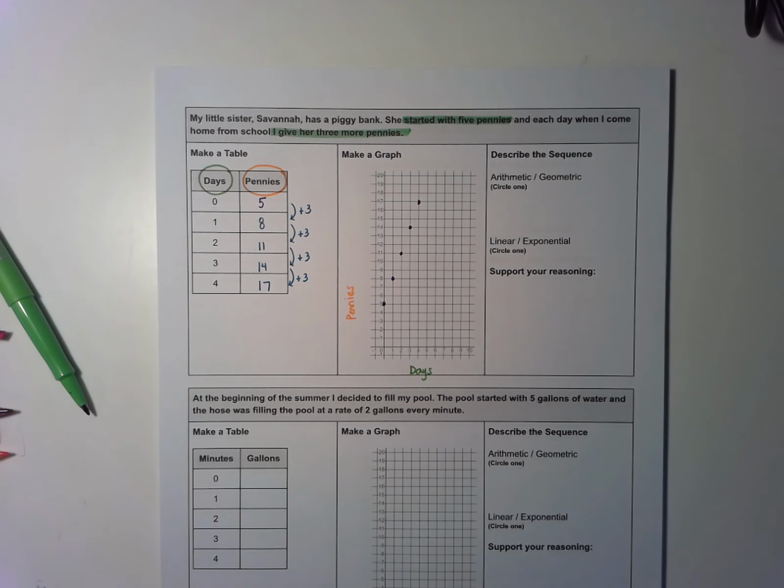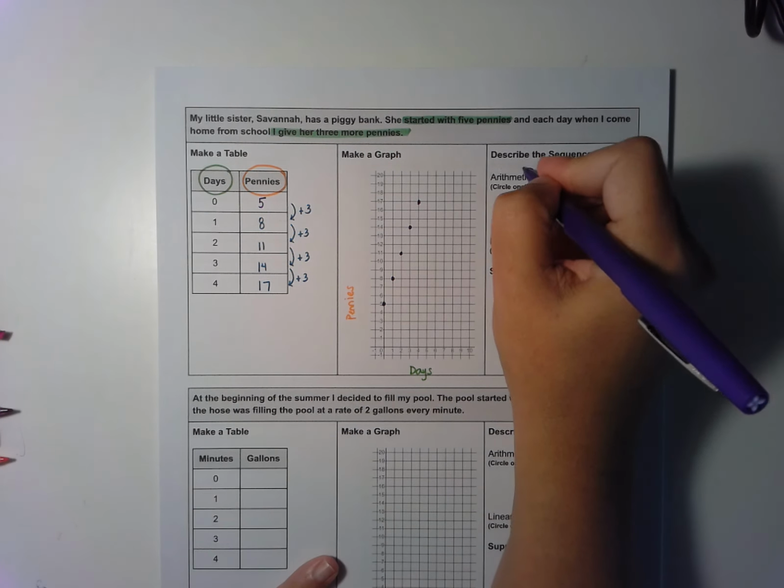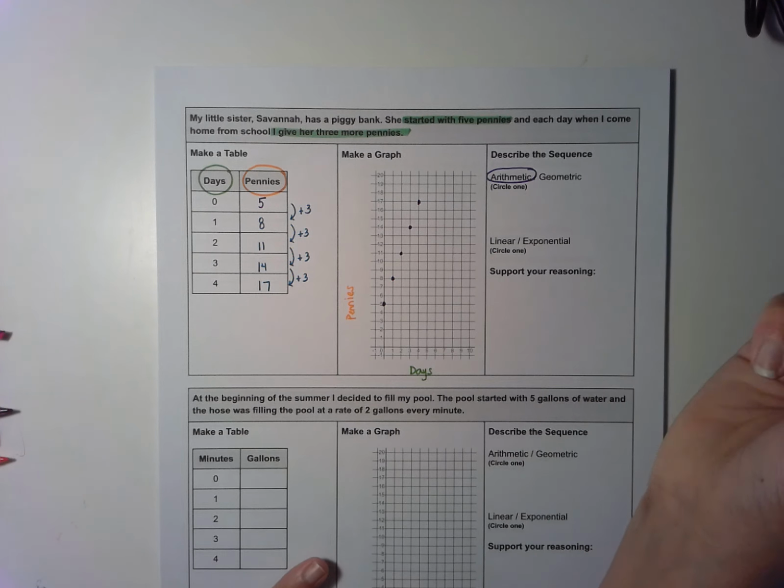Now, this should be kind of a nice review of something that we've done before. This should feel very much like problems that we did in Module 1. And if I were to ask you to describe the sequence, you would say that this is an arithmetic sequence. And there are a couple different reasons that you could use to describe that. You could say because the pattern is adding 3 each time. You could say because the graph has a straight line. Both of those are good options.